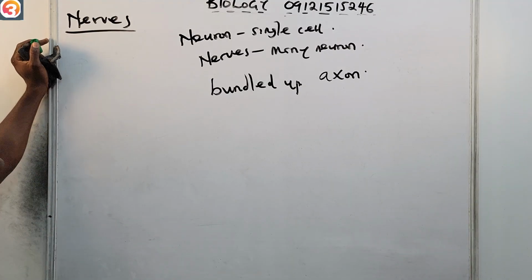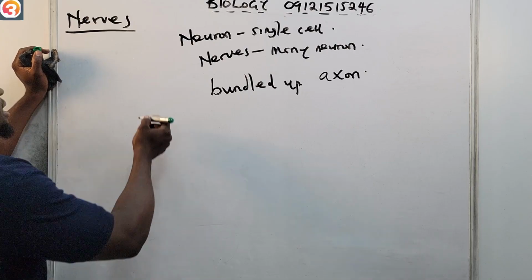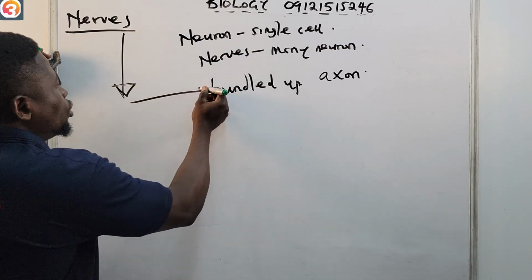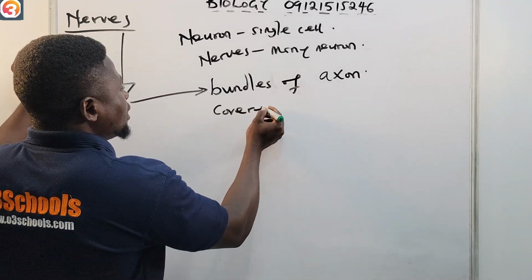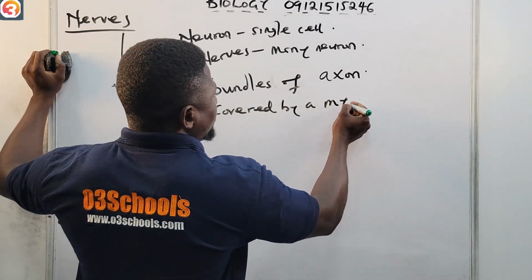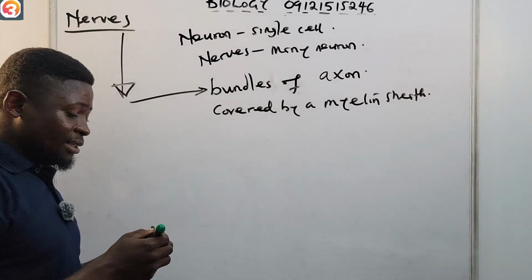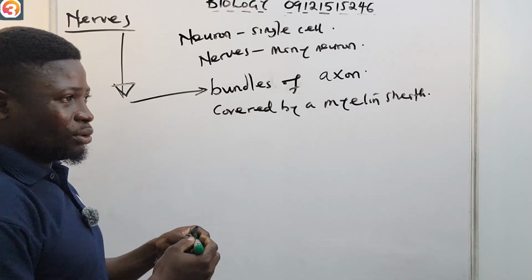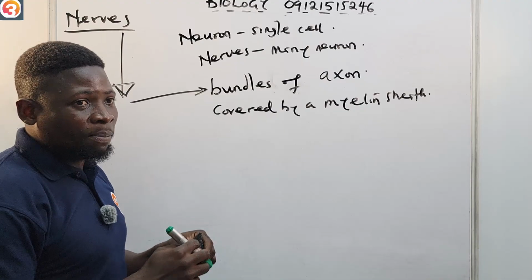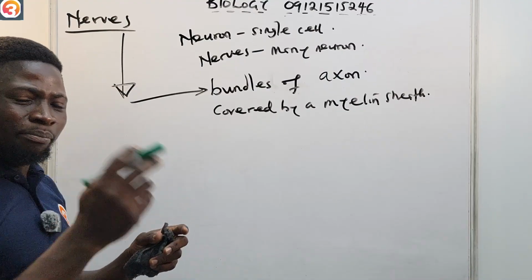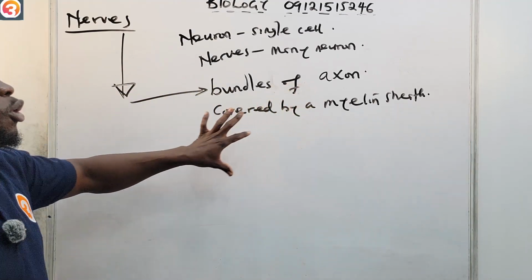So nerves are a bundle of axons that are covered by myelin sheaths. We call them bundles of axons covered by a myelin sheath. We know what the myelin sheath is already. We said that the myelin sheath is a fatty tissue that serves as insulation whenever an electrical impulse is being passed through the neuron. So nerves are bundles of axons covered by the myelin sheath.